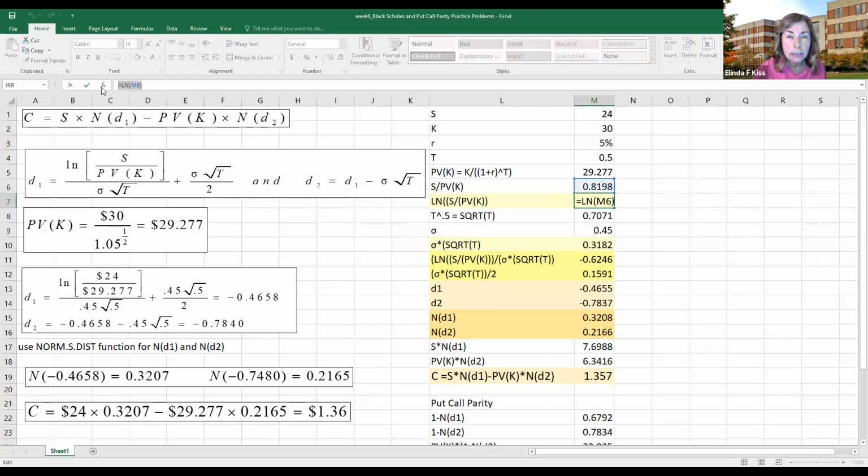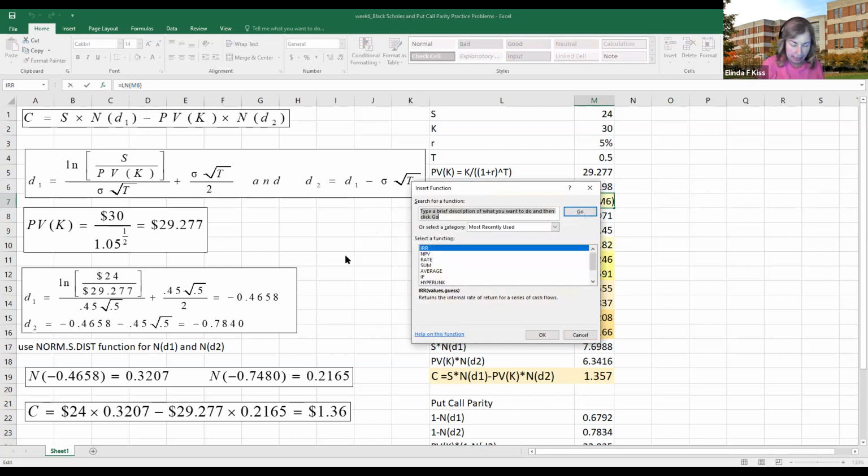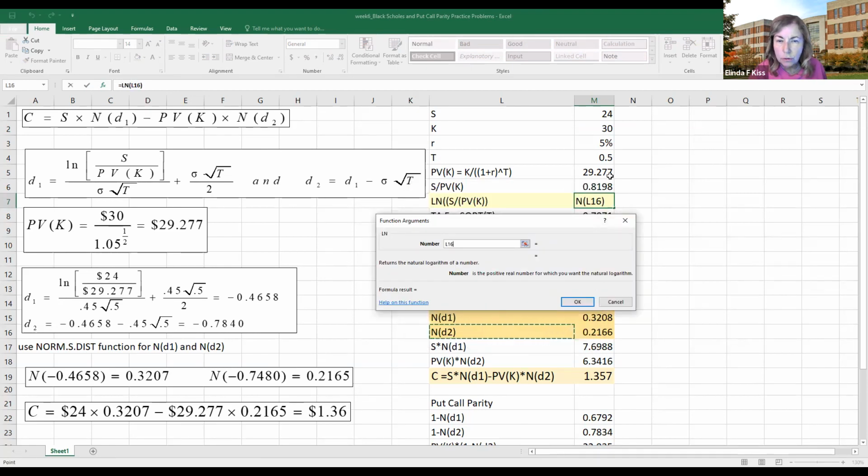So I go to functions and I click natural log, ln, and it gives me some possibilities. I click go, and there's the natural log function. I click OK. And I want to get the natural log of this term that is in this row. And there is my natural log.